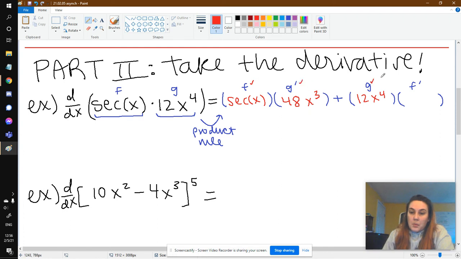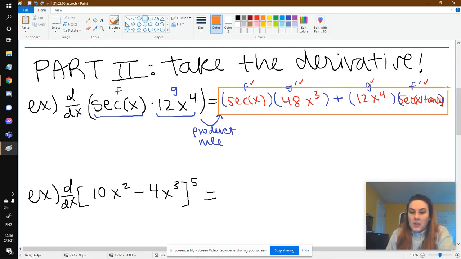Now I need to take the derivative of the first. The derivative of secant is secant tangent. And now I'm done. That's a finished problem. If you want to get good at practicing simplifying things, be my guest. I will grade anything, but that's a finished problem for me. No need to simplify.